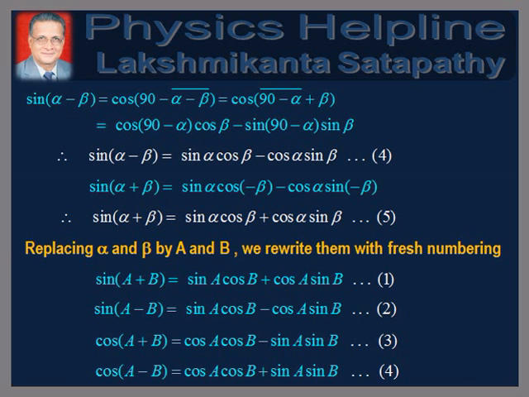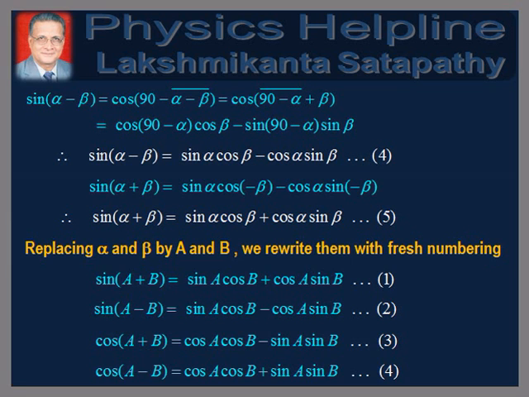For the third identity, we use the relation sin theta is equal to cos(90 minus theta). Therefore, sin(alpha minus beta) is equal to cos(90 minus (alpha minus beta)), which is equal to cos((90 minus alpha) plus beta), which is equal to cos(90 minus alpha) cos beta minus sin(90 minus alpha) sin beta. Therefore, sin(alpha minus beta) is equal to sin alpha cos beta minus cos alpha sin beta.